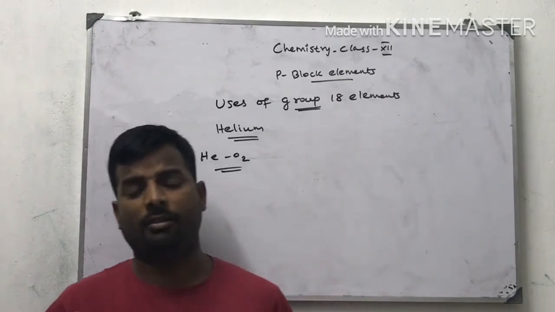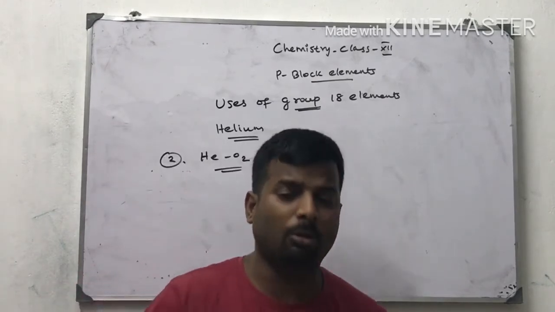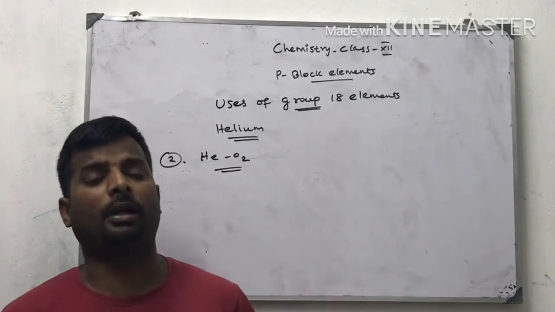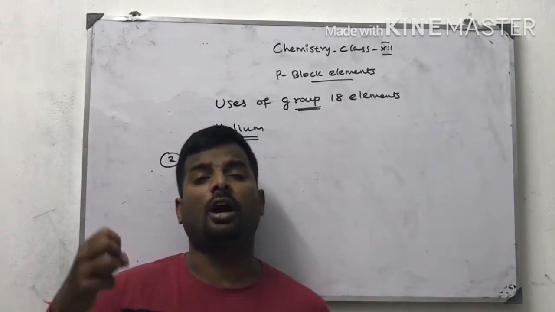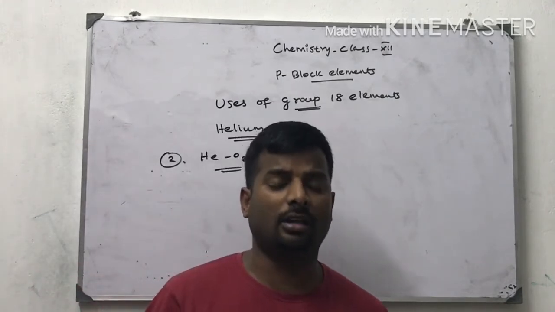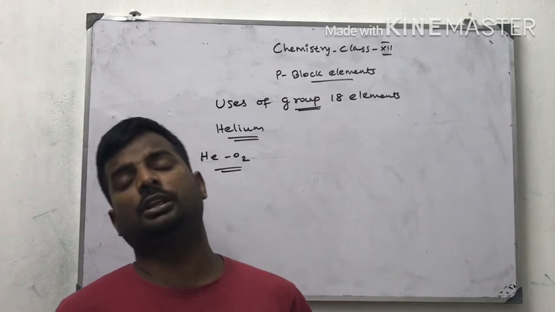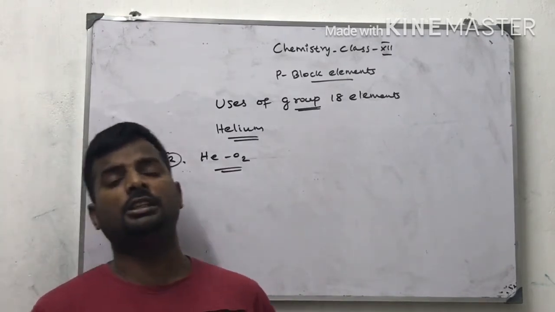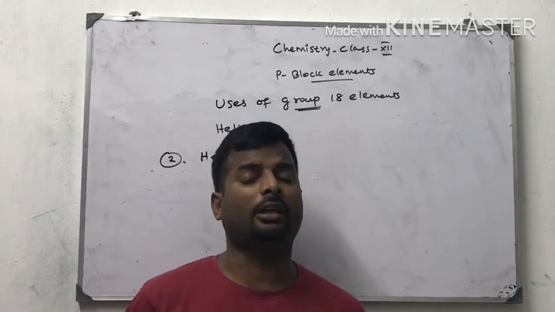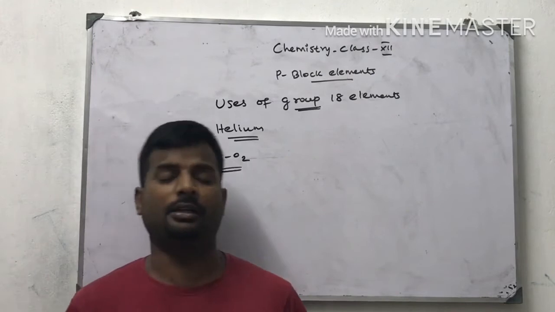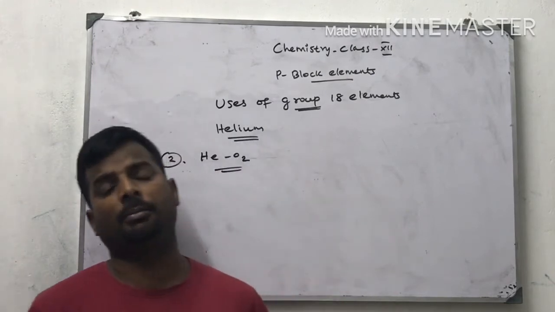When deep sea divers move from bottom to top, the pressure variation takes place. Due to the pressure variation, nitrogen dissolved in the blood at high pressure causes bends. To avoid this, we can use helium instead of nitrogen gas. Helium is less soluble at high pressure, so we can easily avoid the bends. This is one use of helium.